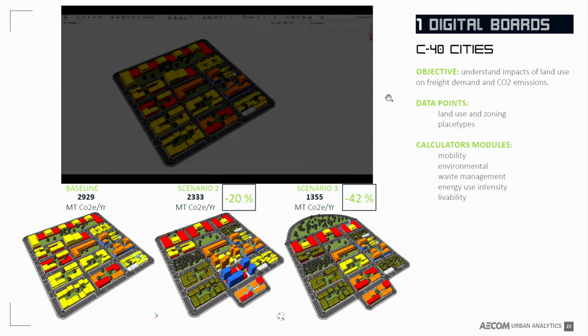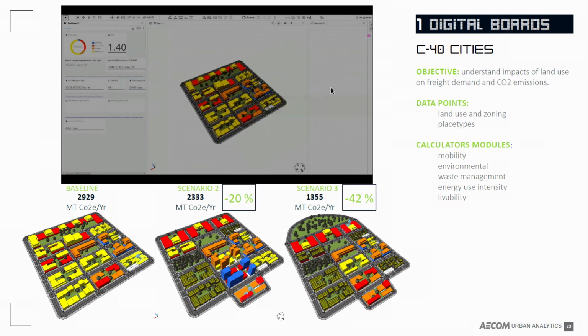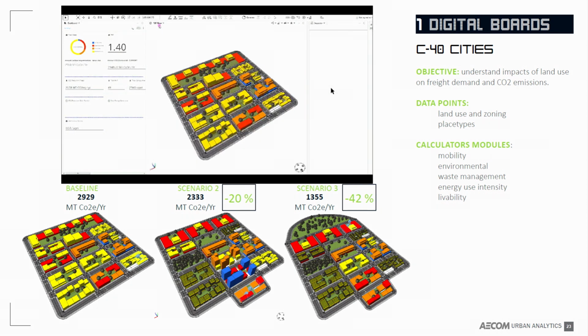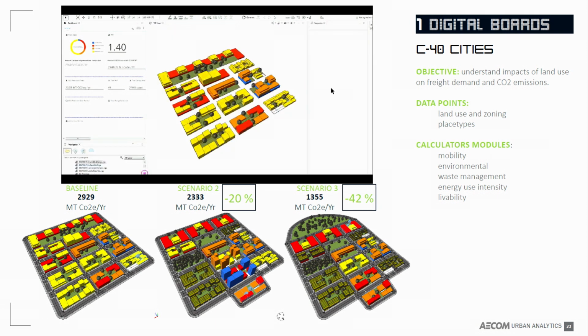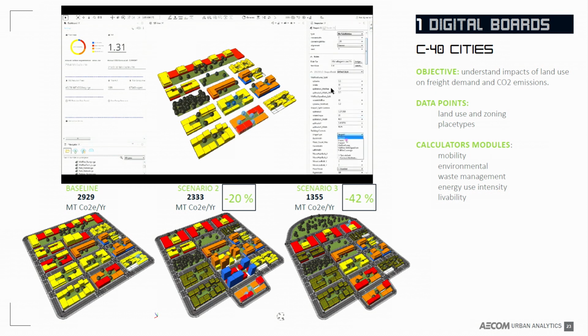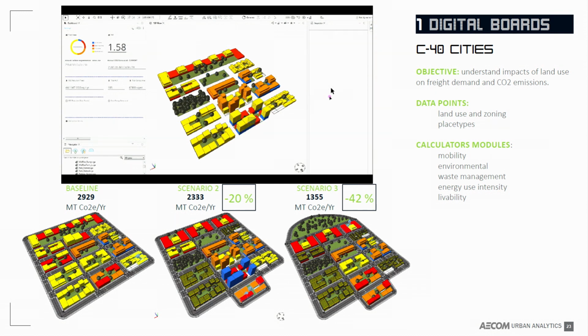And I'm not going to get into too much detail of this, but this is a project we did with C40 cities, where we are trying to understand the impacts of land use on freight demand and CO2 emissions. So for example, a commercial land use will attract a certain kind of freight, and during the time of the day, what does that mean given your on-street and off-street parking regulations? Do you have loading berths, for example? And therefore, what is the likelihood of that truck idling around the neighborhood and contributing to the emissions? So this goes on for a minute, but I'm going to skip in the interest of time because the next video is more interesting.